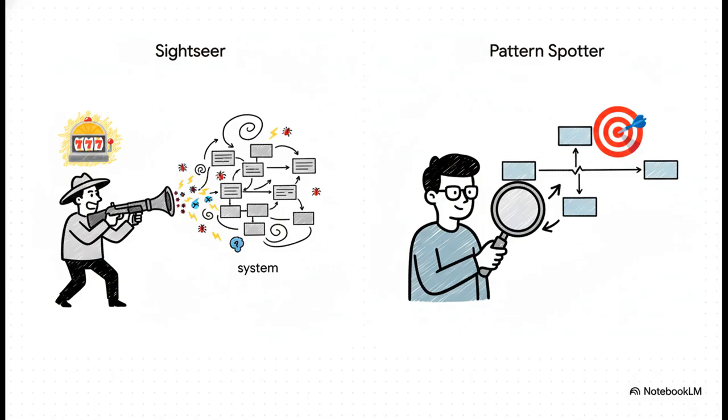This slide just captures the two approaches perfectly. You've got the sightseer on one side, who kind of just sprays payloads everywhere, hoping to get lucky, but the pattern spotter, they're methodical. They ask the important questions like, where is the boundary between trusted and untrusted data? How is this specific feature most likely to break? It's a much more focused, almost surgical approach that starts with what really matters: identity and data.